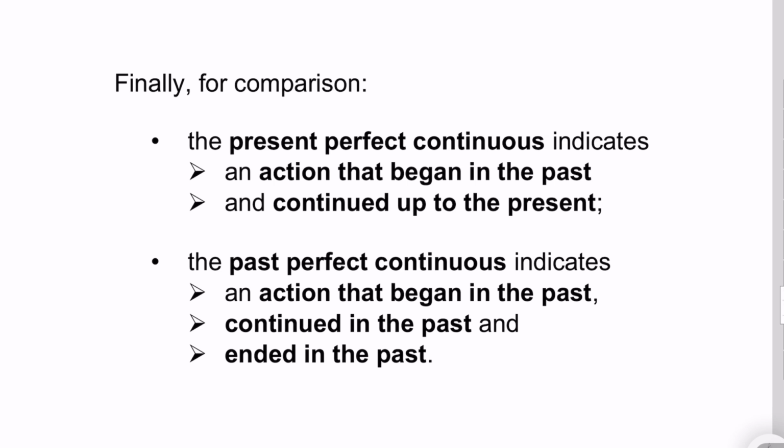A final word for comparison. So the present perfect continuous indicates an action that began in the past and continued up to the present, whilst the past perfect continuous indicates an action that began in the past, continued in the past, and ended in the past. That's very important to distinguish.